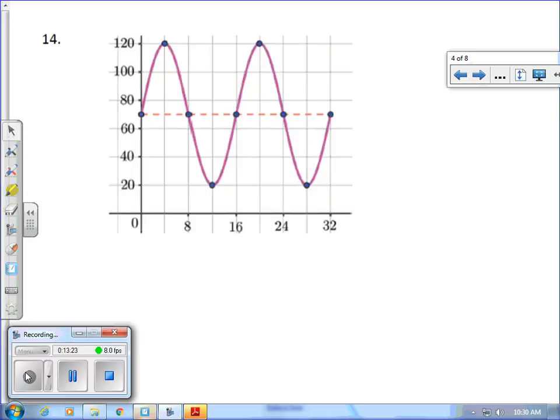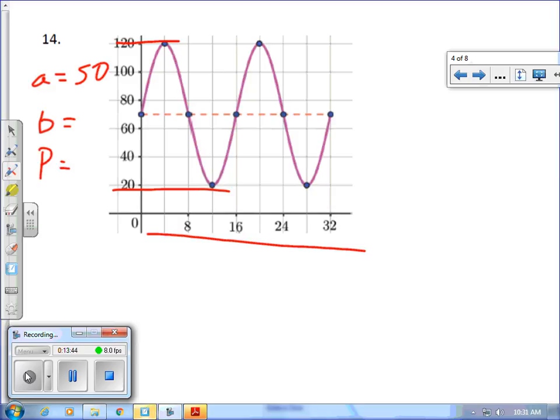Okay, number 14, amplitude. Amplitude is going to be half of 100, which is 50. We'll come back to it. B, how many cycles between 0 and 2 pi? I'm not even in pi mode down here, so I need to find P first. How long does it take to complete one cycle? 16. So P is 16, B is 2 pi over 16, or pi over 8.